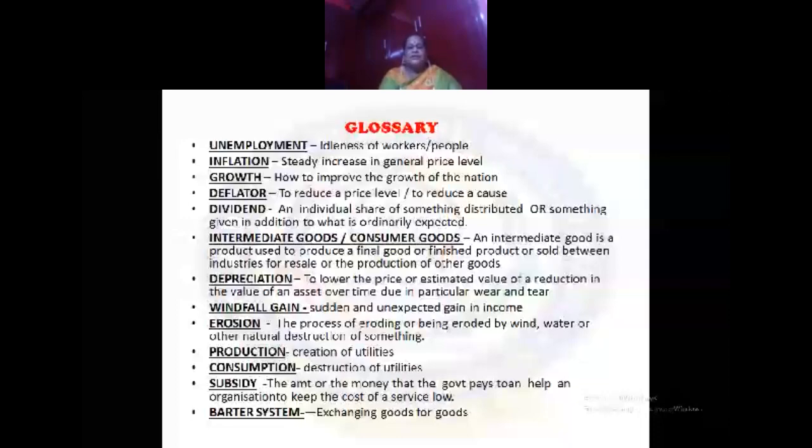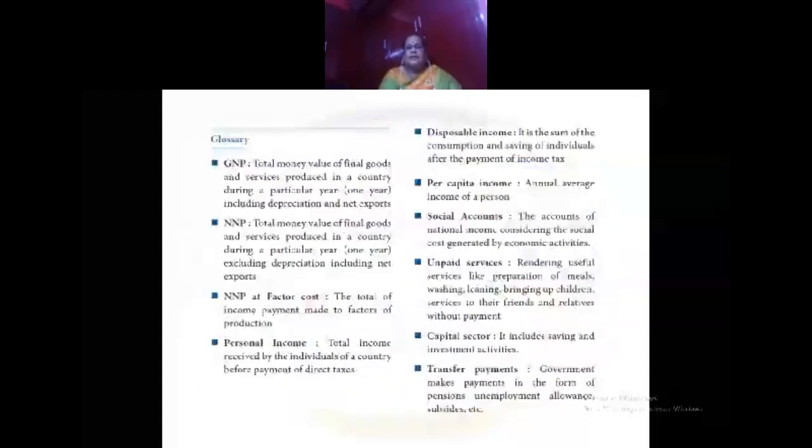Production, creation of utilities. Consumption, destruction of utilities. Subsidy, the amount of money that the government pays to help an organization keep the cost of a service low. Barter system, exchanging goods for goods. And this glossary is already there in your textbook.